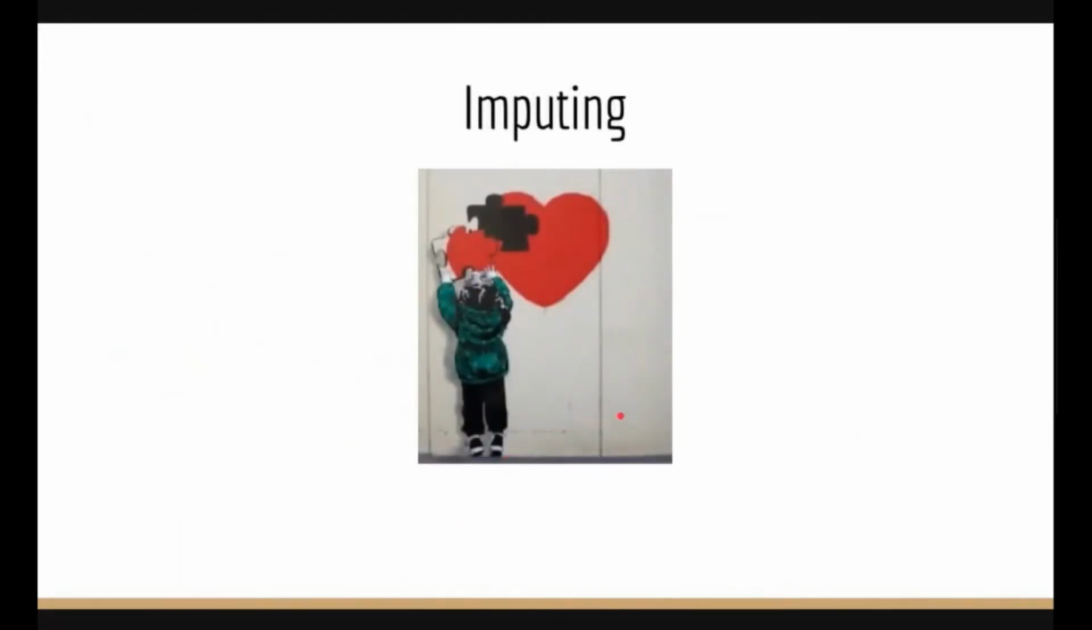Imputing. As you can see from this picture, this kid is trying to fill the void. That's what imputing is. One of the major problems that people face is missing values. This can be due to an inherent property of the data, or maybe due to human error, privacy concerns, and so on. But either way, the missing values are problematic.